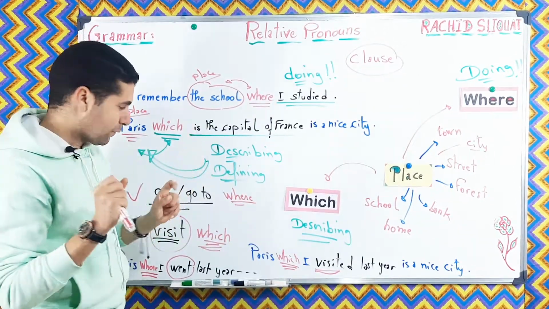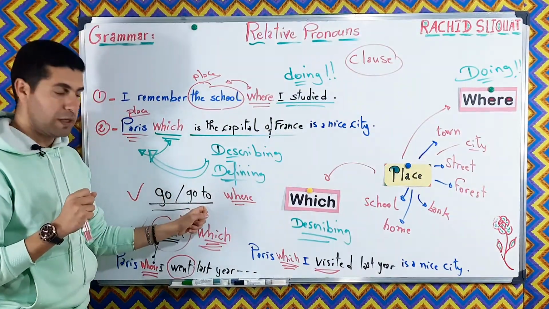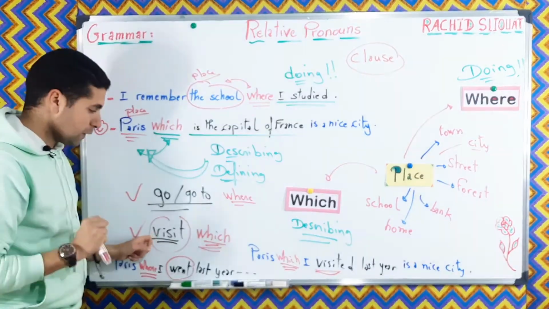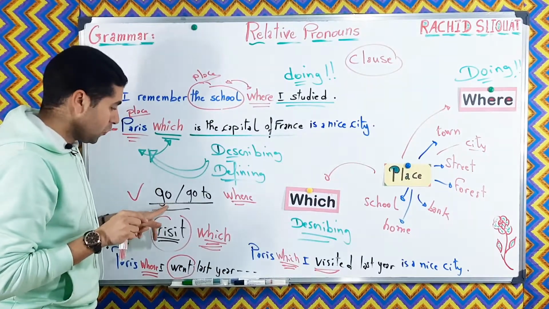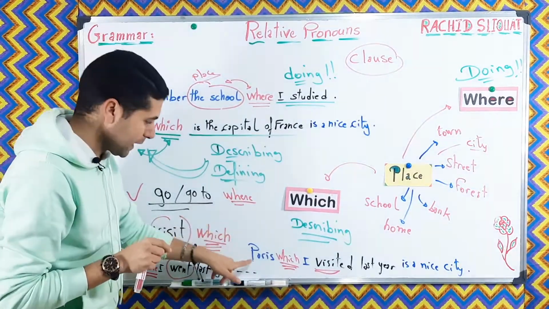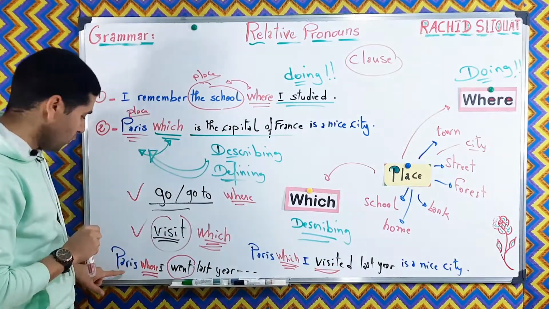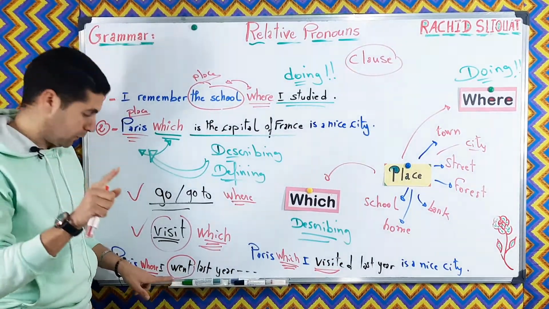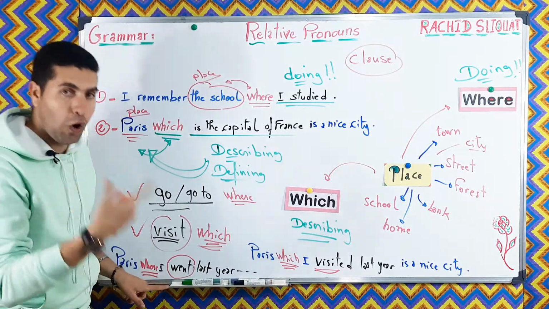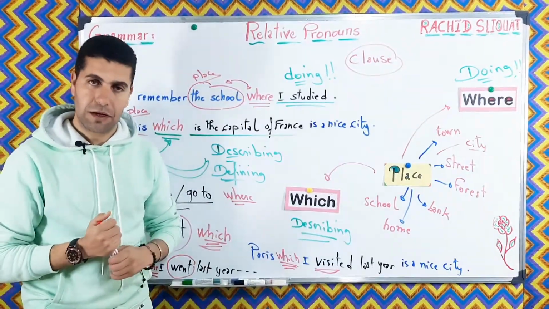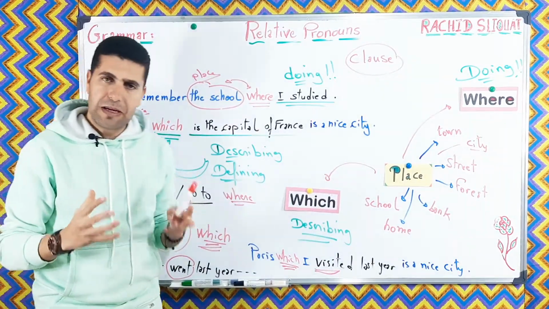Just keep in mind the difference between go or go to and visit. Visit with which, and go or go to with where. Just like here, Paris, which I visited last year, is a nice city, or Paris, where I went, is a nice city. This is very easy to remember.